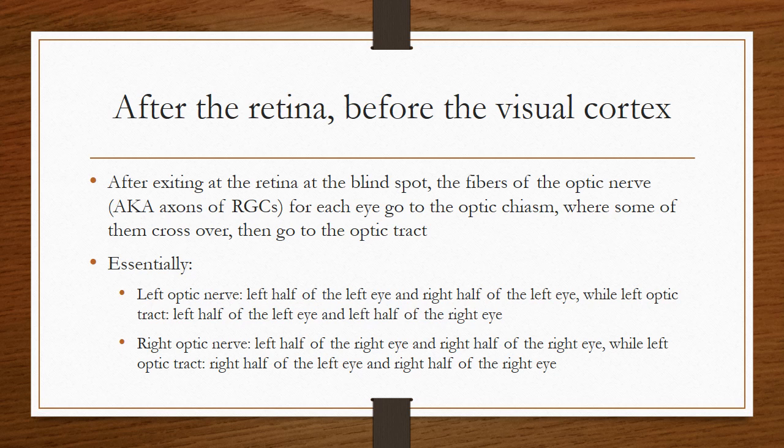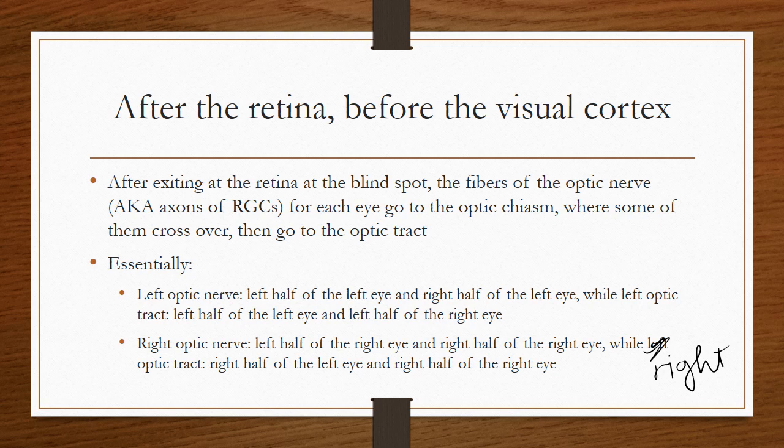And then in the right optic nerve, basically the same thing happens. Before the optic chiasm, you have the left half of the right eye and the right half of the right eye. So you have both halves of the right eye. But then in the right optic tract, I'm not sure why this says left, in the right optic tract, you have the right half of the left eye and the right half of the right eye.